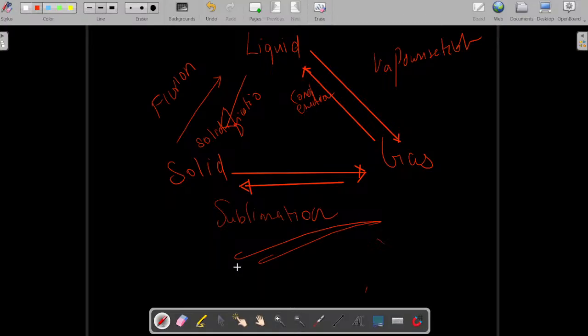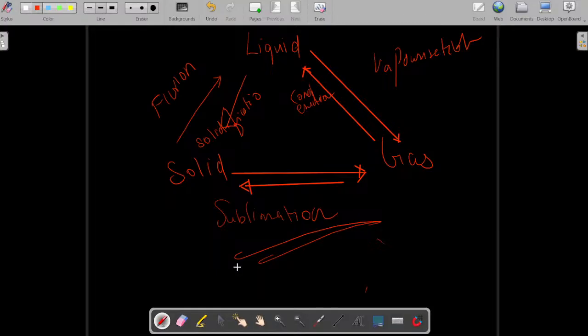Always draw this triangular diagram. Fusion is solid to liquid, and liquid to solid is solidification or freezing. Melting is the change of a solid substance into liquid. Melting point is the temperature at which a solid melts to become a liquid at atmospheric pressure. Liquid to gas is known as boiling. Boiling point is the temperature at which a liquid boils and changes rapidly into gas at atmospheric pressure.